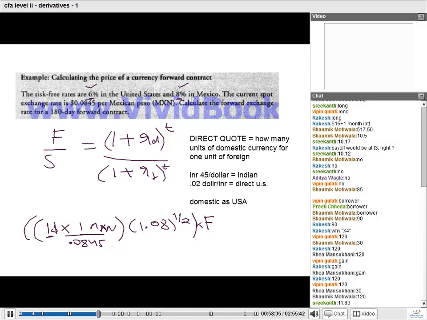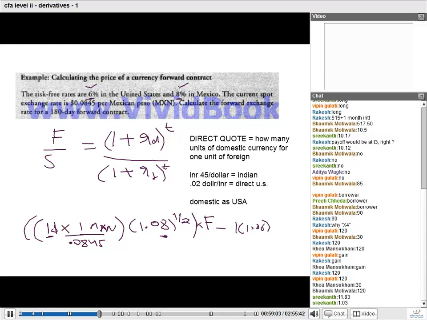$1, converted into Mexican peso, invested it in Mexico and returned it. So I divided it. So it's F dollars per Mexican peso. This is the amount of Mexican peso that I have. So I'll multiply it by F to compute the amount of dollars that I will get back. How many dollars do I need to pay as interest? Or how much do I have to pay to the US authorities? I borrowed $1. So 1 into 1.06 raised to the power 1 by 2 is what I need to pay as interest.